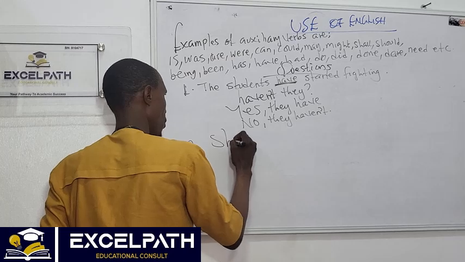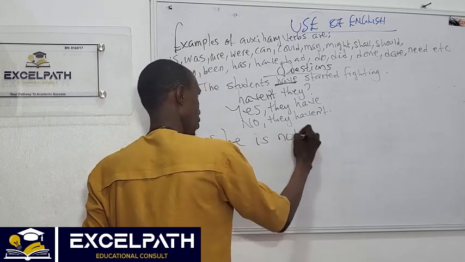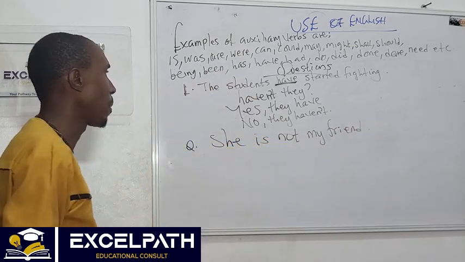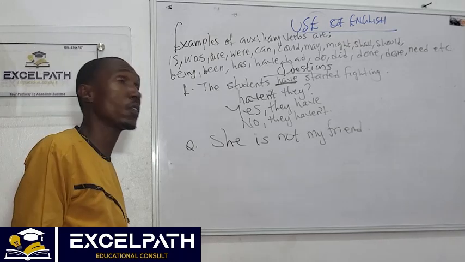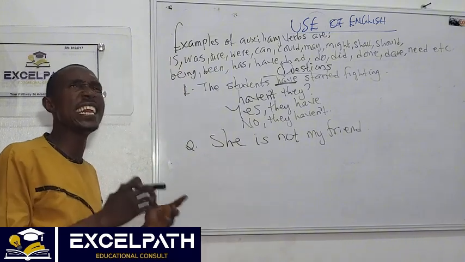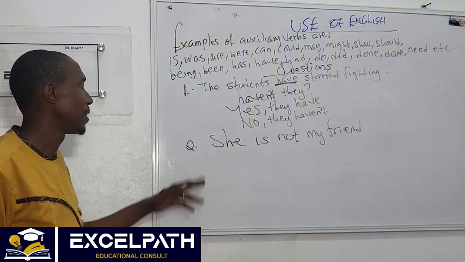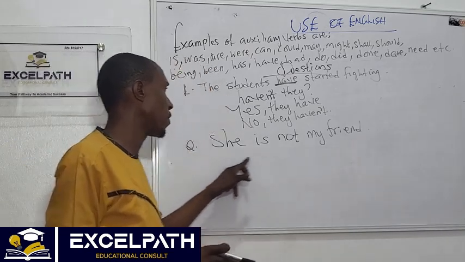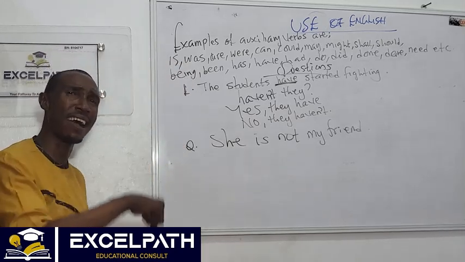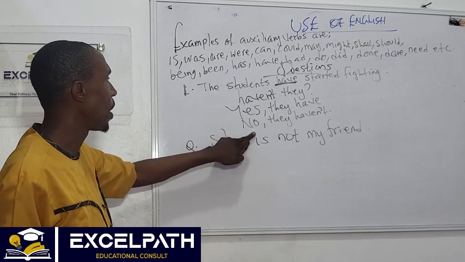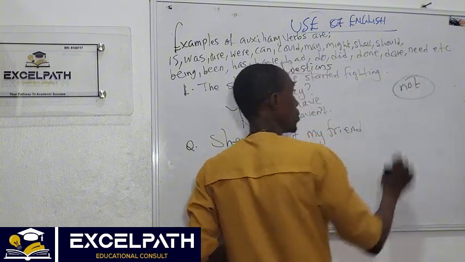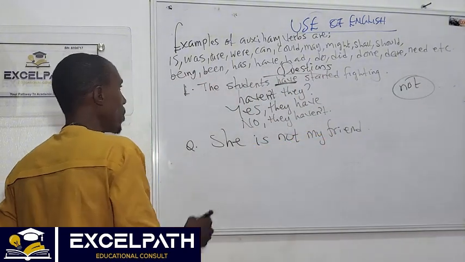Now, number 2, we have she is not my friend. The first question you ask yourself is, is this positive or negative? This is a negative statement. This is a negative what? Statement. And since it's a negative statement, it must go with a positive answer. And your positive answer will not carry what? Not.